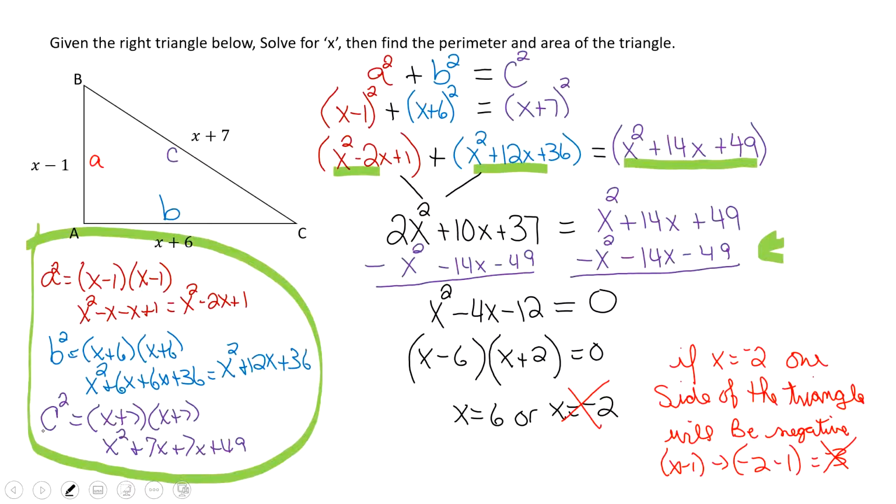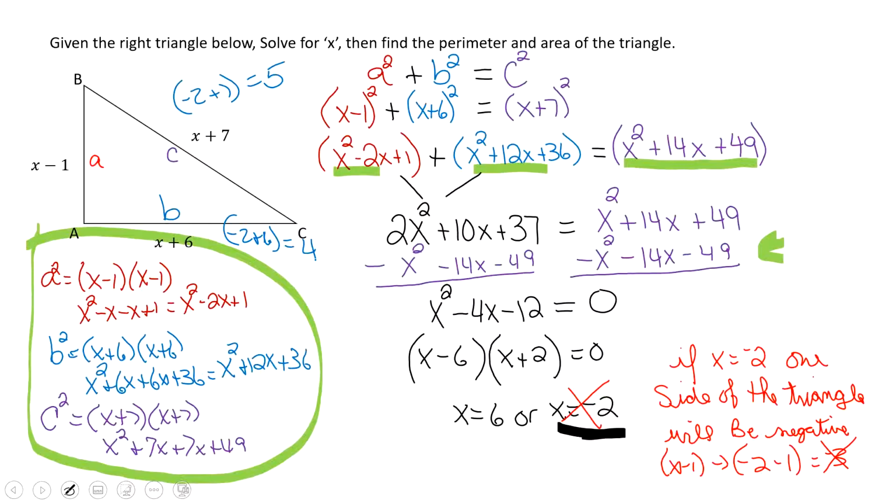I crossed it out because now I have to plug this answer, the -2, back into my equation to see if it makes sense. So if I do -2 plus 7, that makes sense. That's 5. That works. If I do -2 here for x plus 6, it was -2 plus 6, that works. That's a 4. So now you can be thinking right away, with a 3, 4, 5 triangle, the third side is going to be 3.